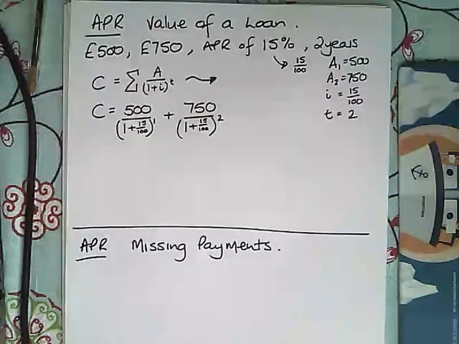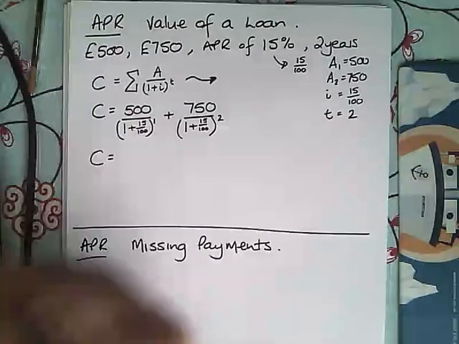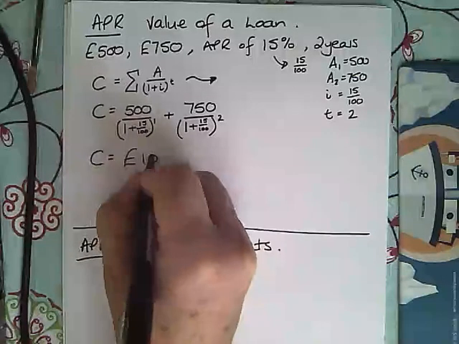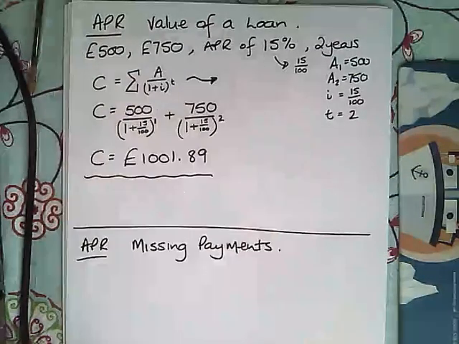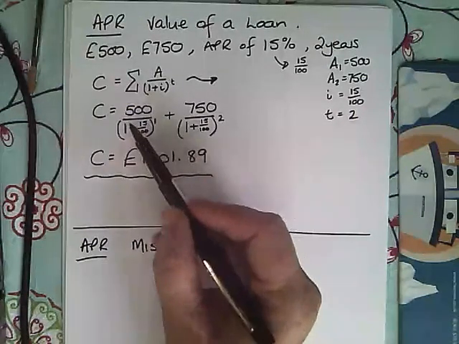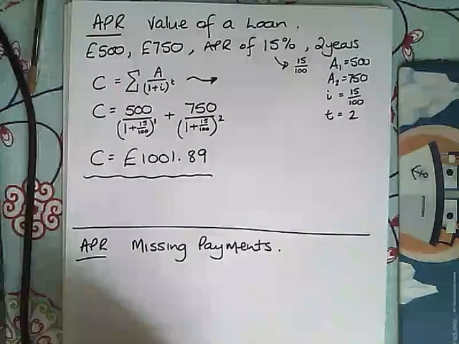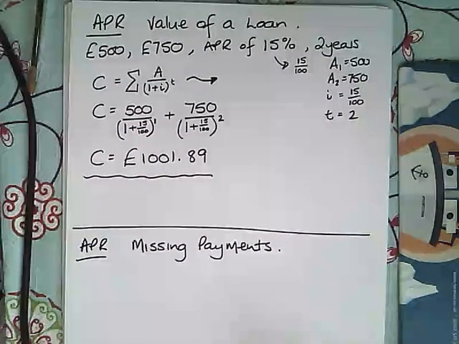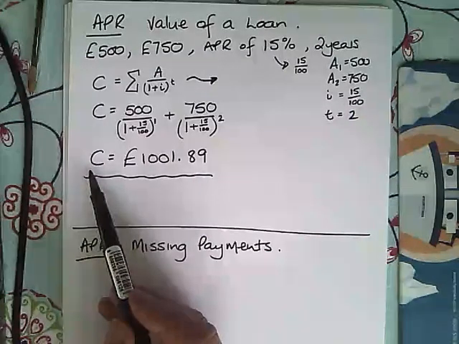You work out those two things on your calculator and you will get an answer of the final value of the loan is £1,001.89. Okay, so when you're putting this into your calculator, use the fraction button, put this all in a bracket, use the power button, and get those values. That's how to calculate the final amount, which was the amount that was loaned.